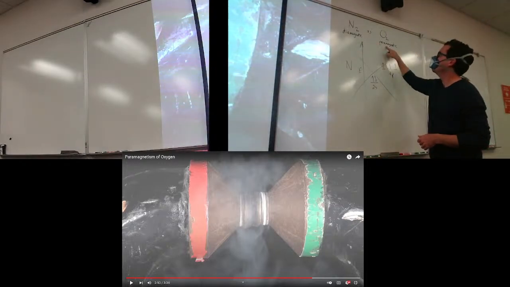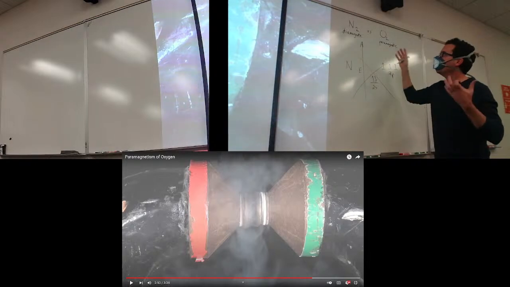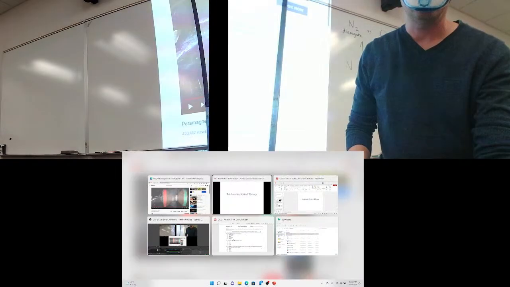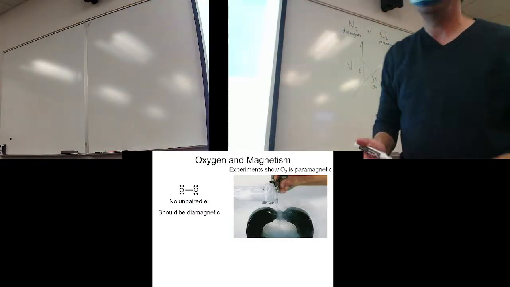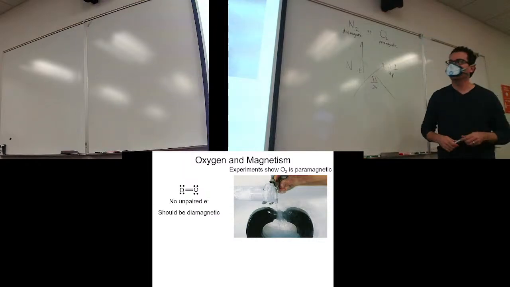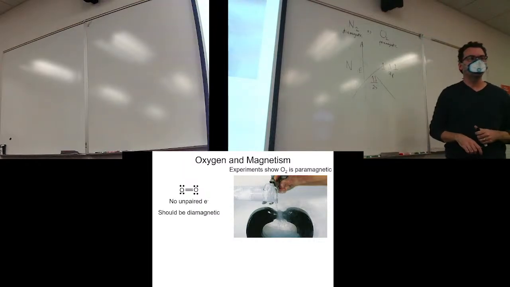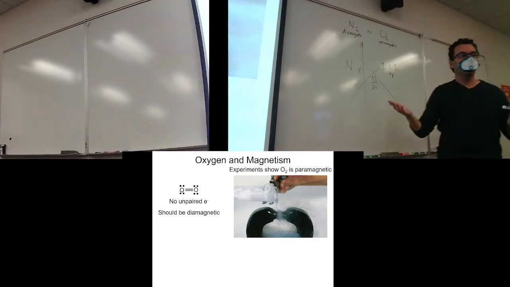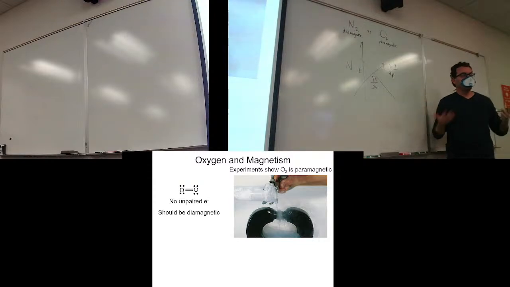So how do we predict this? We can measure this in an experiment, but how do we predict it? And so here is another failing of valence bond theory. There's your Lewis structure for oxygen. I don't see any unpaired electrons in there. Everything's paired up. But we know that there are unpaired electrons in there because it's paramagnetic. So this is yet another failure of valence bond theory.